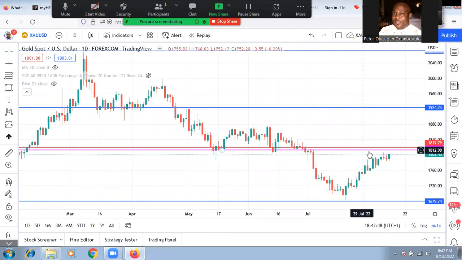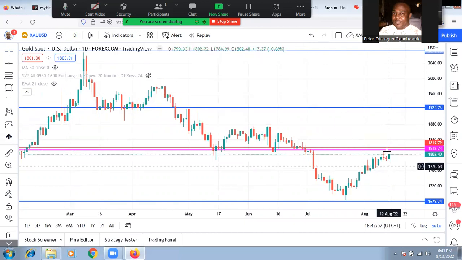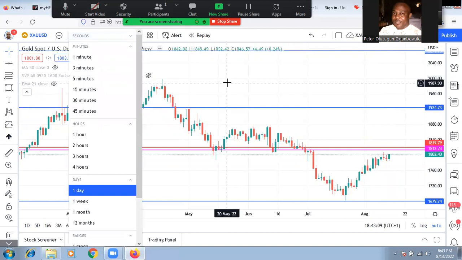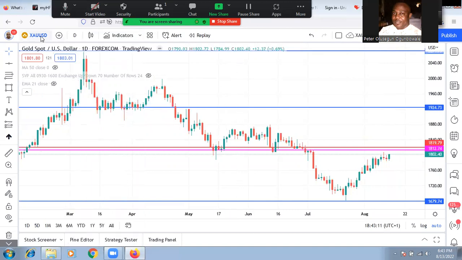The kind of reaction we see at 1812 will tell us, yes, they look set to break that top and create a reaction here. That is what I can say. They look set with this move to create a reaction here and begin to fall. So we should not freak out. Let's just hold our peace. That is what I can say on gold.